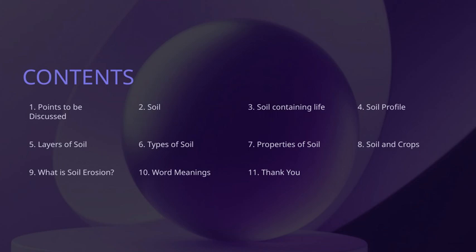Then, we'll discuss the relationship between soil and crops, which is crucial for agriculture. After that, we'll cover what soil erosion is and why it matters. To clarify some terminology, we'll review some key word meanings. Finally, we'll wrap up with a thank you. All these points connect to our overall theme. Understanding soil is fundamental to managing land sustainably and ensuring healthy crop production.